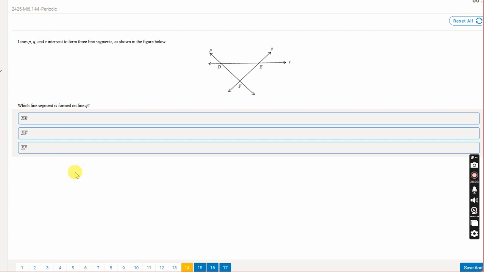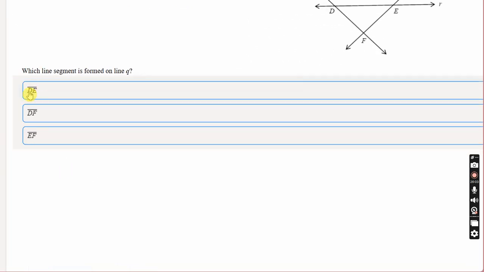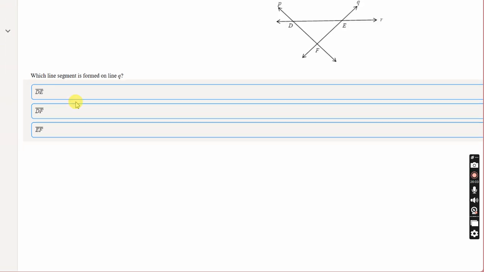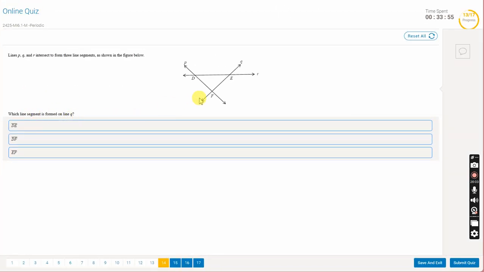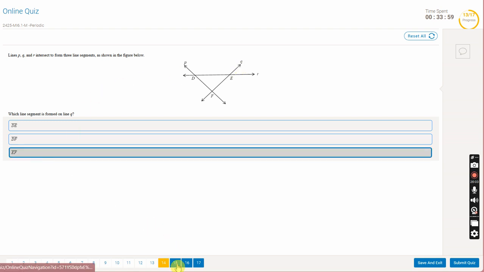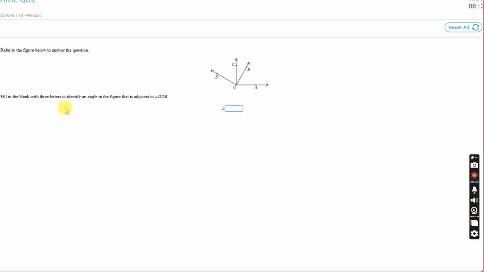Now, which line segment is formed on the line? Look, the segment is supposed to have this kind of line on top of it. Which line segment is formed on line Q? So line Q, which segment is forming? EF. Let's go to the next one.